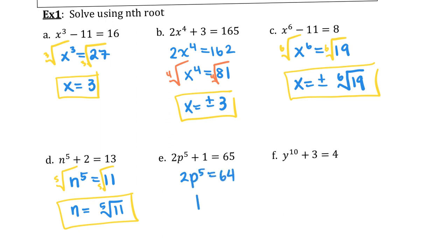Okay, minus 1, 64. B to the fifth, divide by 2, 32. Okay, now I'm going to do fifth root. Okay, do I get plus minus? No, because it's odd. It's an odd exponent. What's the fifth root of 32? 2.